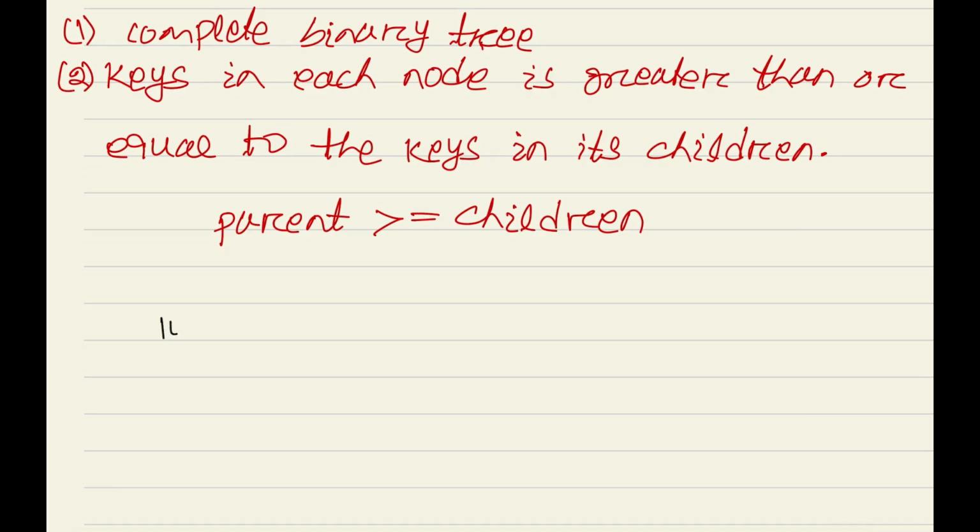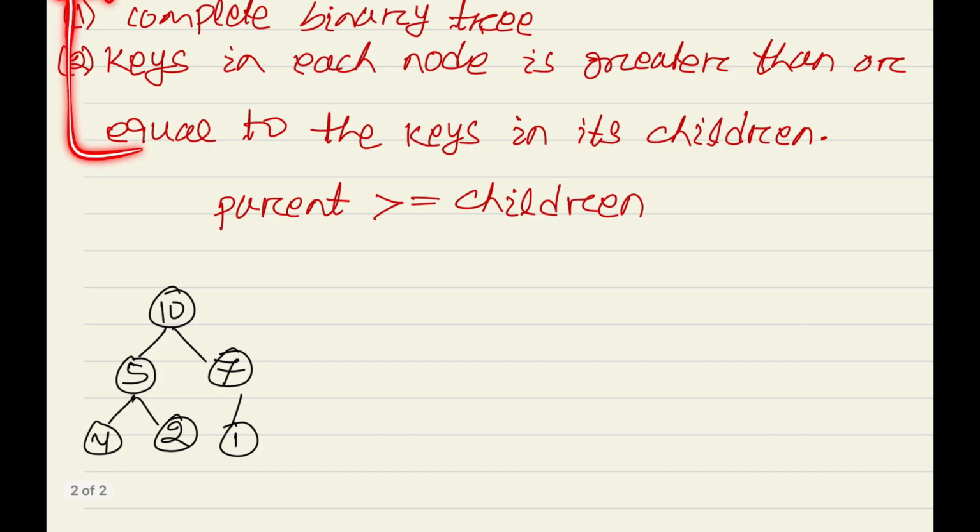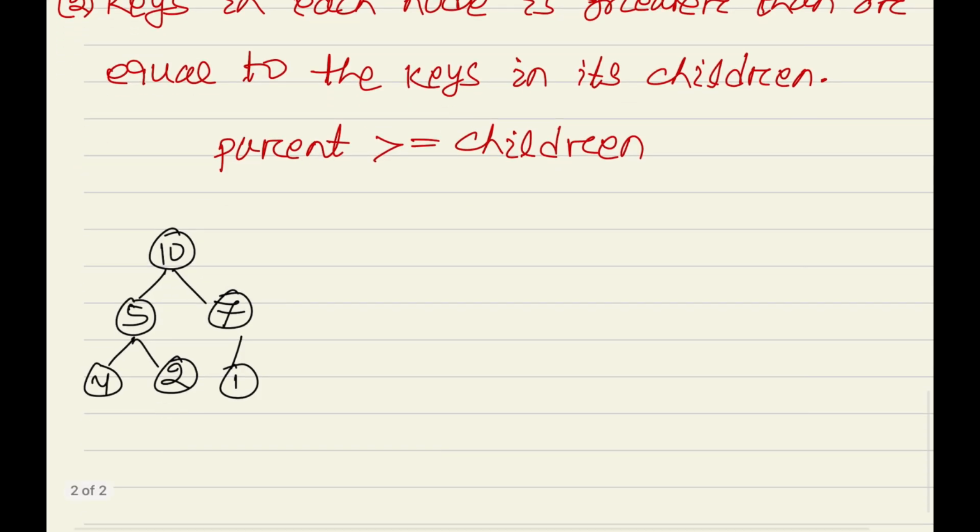So, now consider this one, 10. Its left child is 5, 7, 4, 2, then 1. Now tell me whether it is a heap or not. For this we have to check these two conditions. Is it a complete binary tree? Yes, it is. Level 0 is filled, level 1 is filled, level 2 is not fully filled, but it is filled from left to right. So, the first condition is satisfied.